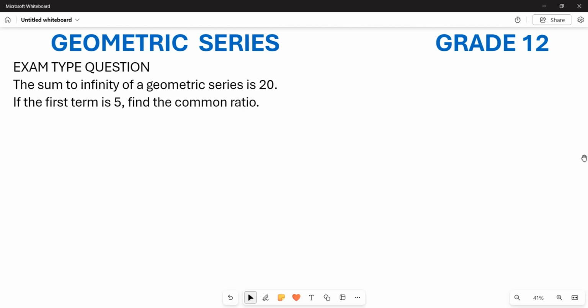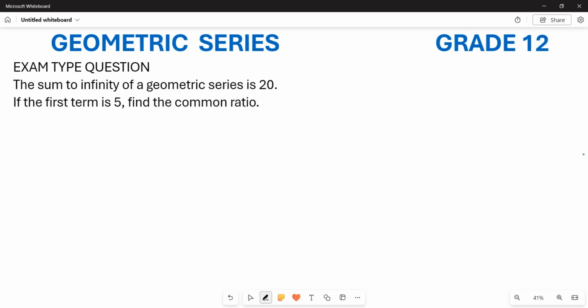Look, what we are doing is we are still looking at our exam type of questions, and we are trying to understand how we answer such questions when we are asked. Now, on this particular question, they say the sum to infinity of a geometric series is 20. If the first term is 5, find the common ratio.